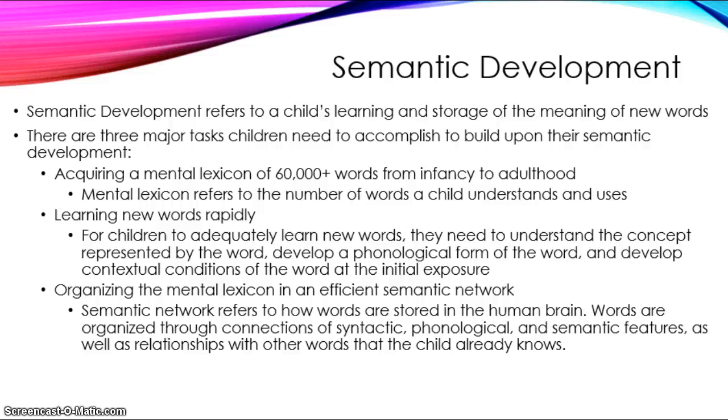For children to adequately learn new words, they need to understand the concept represented by the word, develop a phonological form of the word, and develop the contextual conditions of the word at its initial exposure. The third major task is organizing the mental lexicon in an efficient semantic network. Semantic network refers to how words are stored in the human brain. Words are organized through connections of syntactic, phonological, and semantic features, as well as relationships with other words that a child already knows.